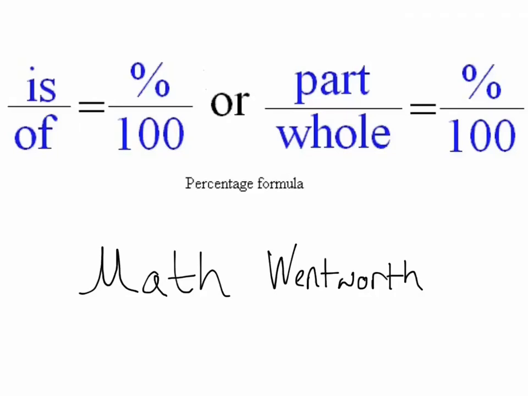Alright, is over of, percent over 100. So these are similar. Part over a whole equals percent over 100. You have is equal to part, and of is your whole. Alright, so let's look at some of this.